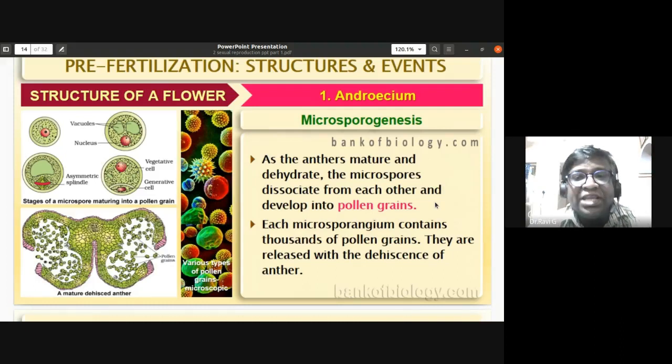Each microsporangium contains thousands of pollen grains. They are released with the dehiscence of the anther. Okay.